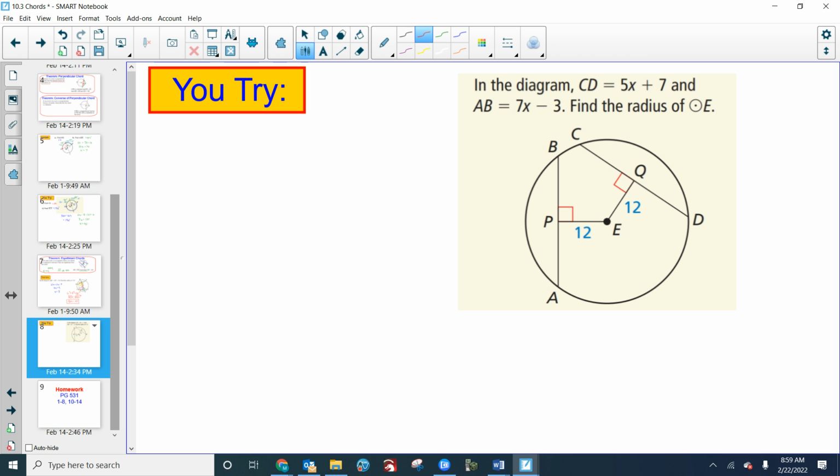All right. Now we would view this one as the converse of the theorem we learned. Look, this chord and this chord are the same distance from the center. They must be congruent, right? So we got the red chord, we got the blue chord. Now CD is 5x plus 7. I drew it in blue, but whatever. And AB is 7x minus 3. We're going to set them equal.